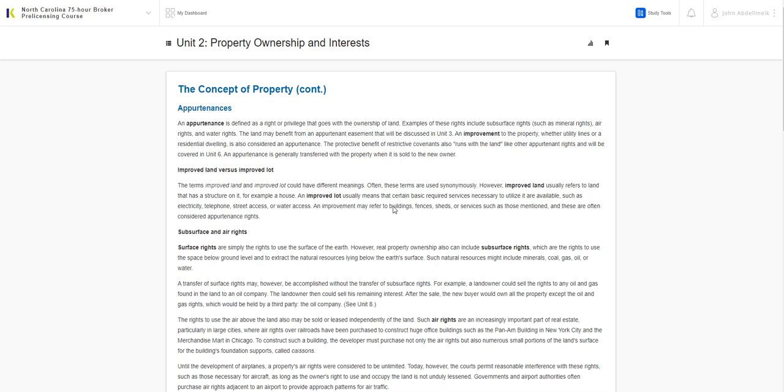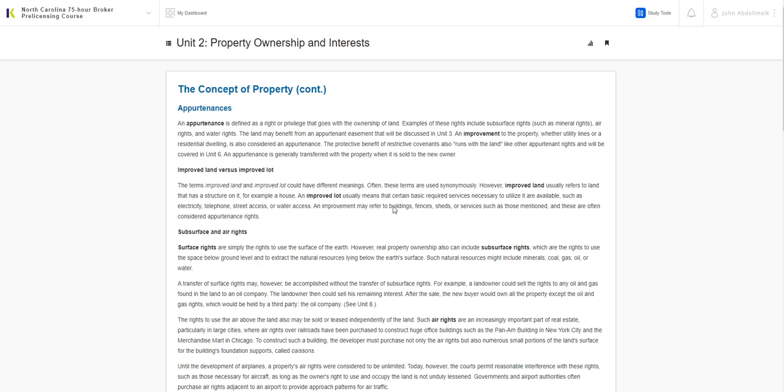An improved lot means that certain basic required services necessary to utilize it are available, such as telephone, electricity, street access, water access, things like that. An improvement might be building fences. I do understand the difference though, because improved land is like, what did I improve on the land? And the lot and land, I feel like those words can be intertwined, but I do understand that lot is like, hey, what did you do for the lot?